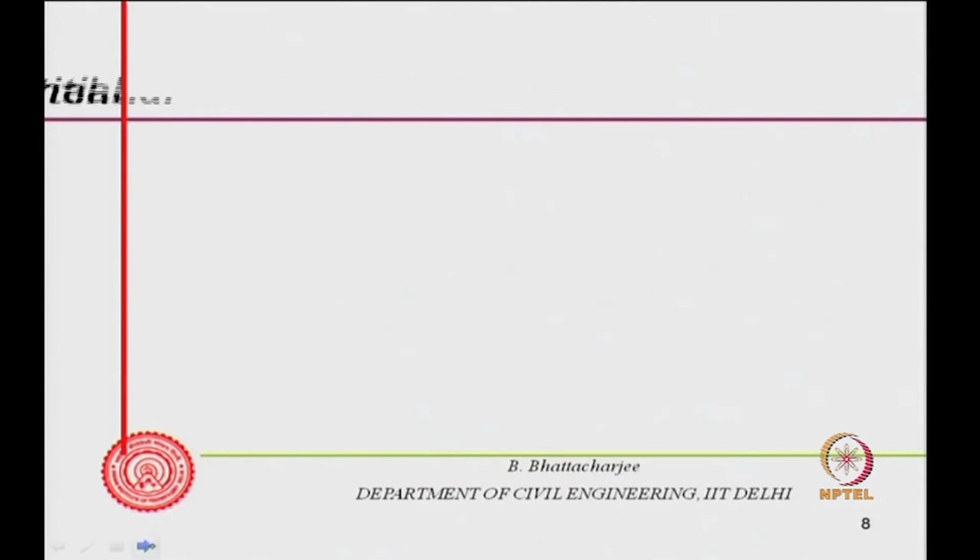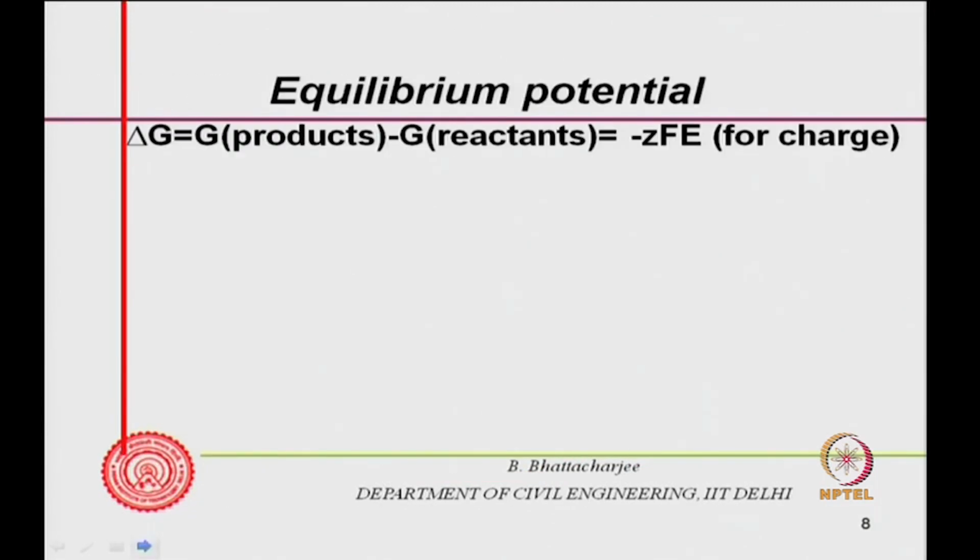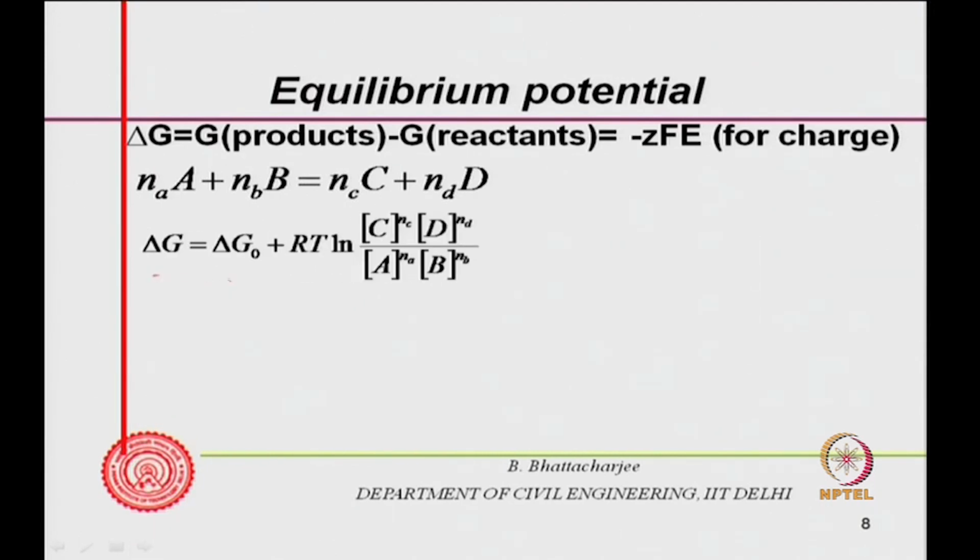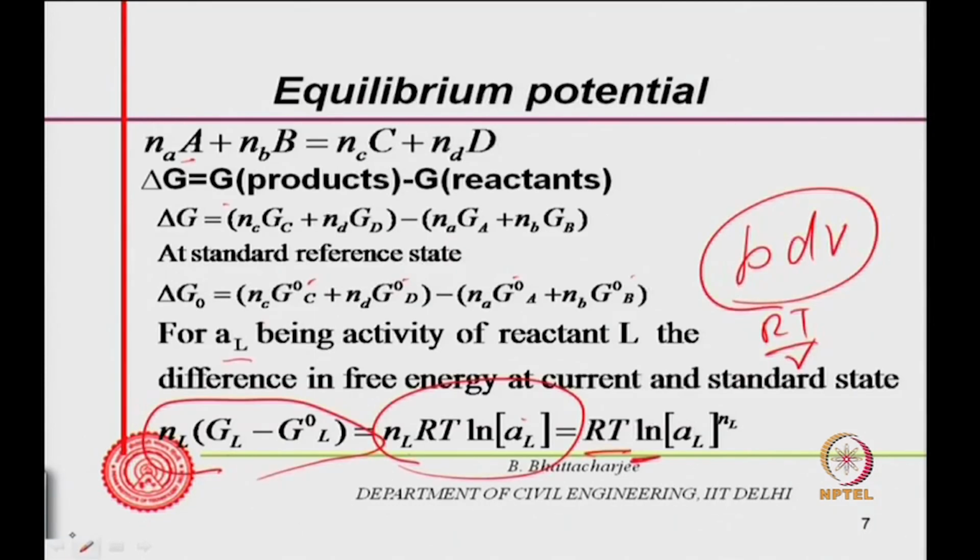I think we will not go into this derivation, but what we will be interested in is delta G, products minus reactants, which can be written like this. Delta G can be written as delta G0 plus RT ln, where activities are replaced by concentrations, and they would be written in this manner, like we did from here. This can in fact be written as RT ln concentration of species L to the power NL.